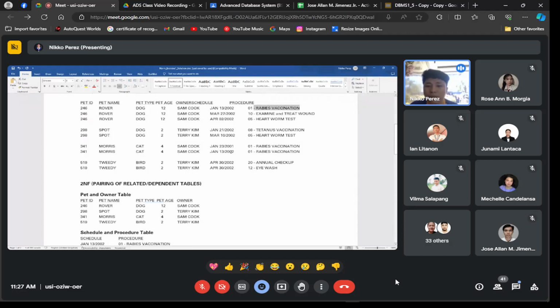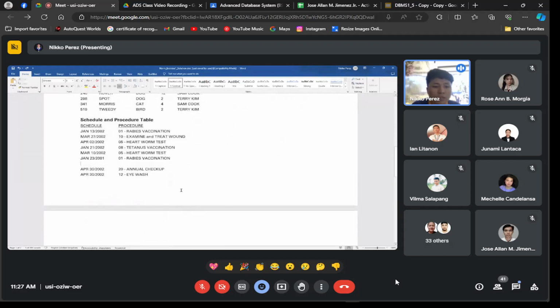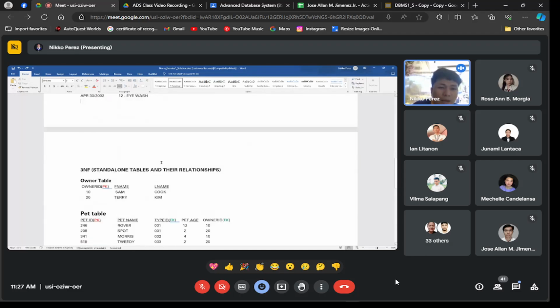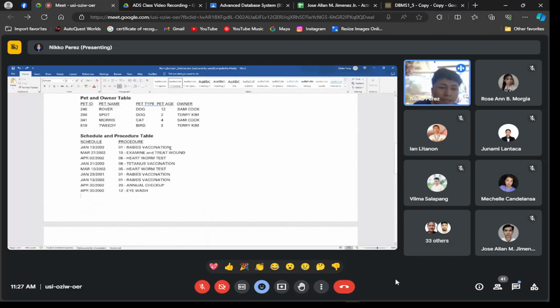So, rabies vaccination. But we cannot make it one representation for January 13, 2002, we can merge it as one representation because they are the same. But January 23 is a different time and schedule, so that's why we can't make it one representation.